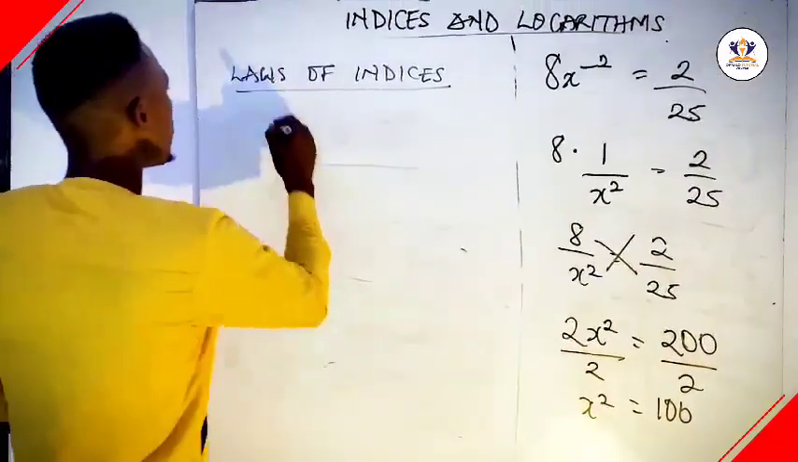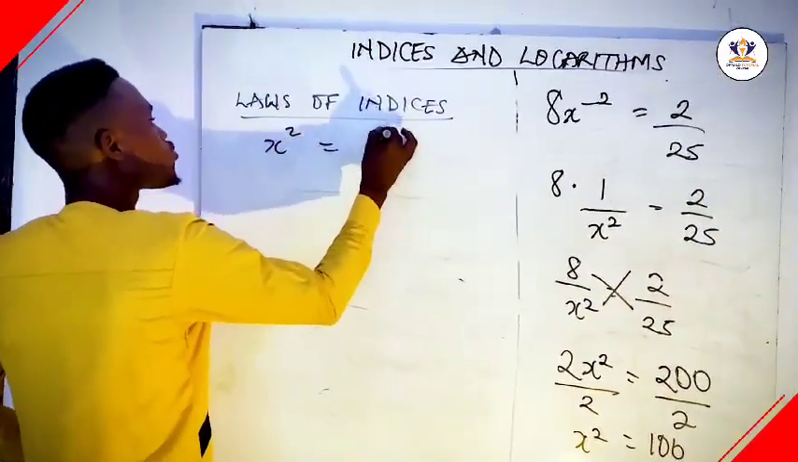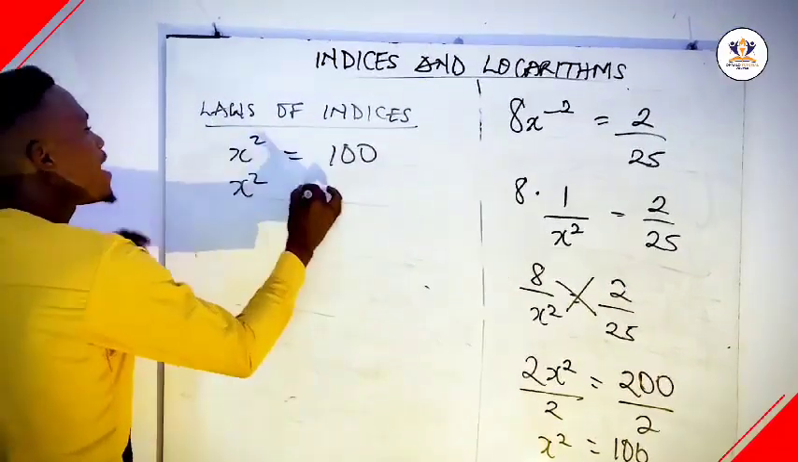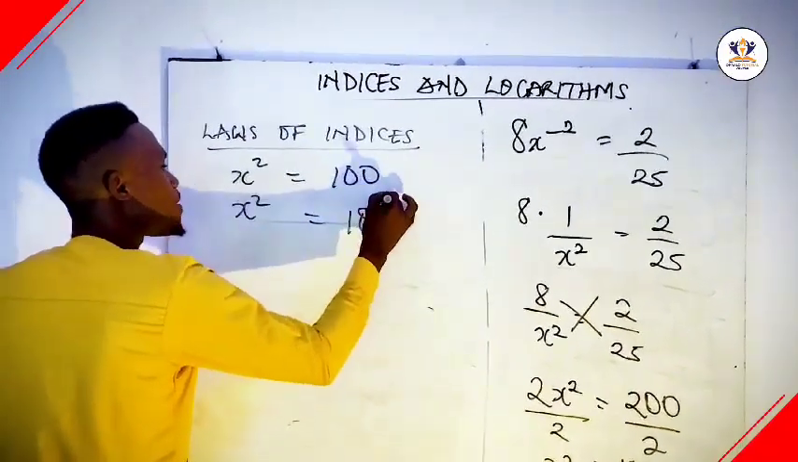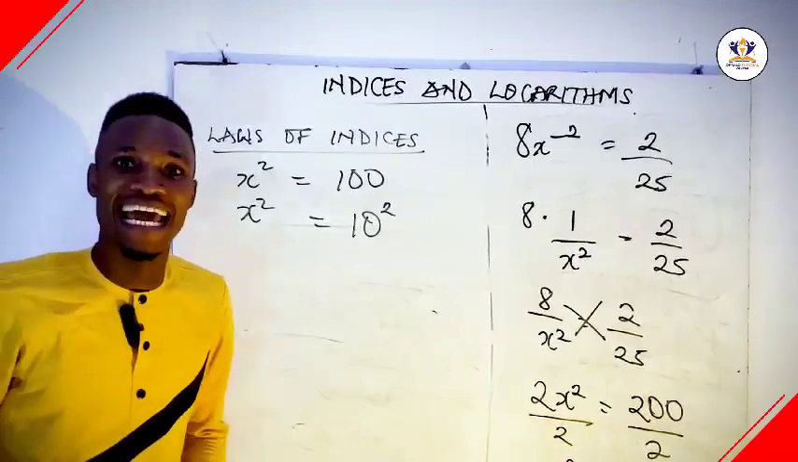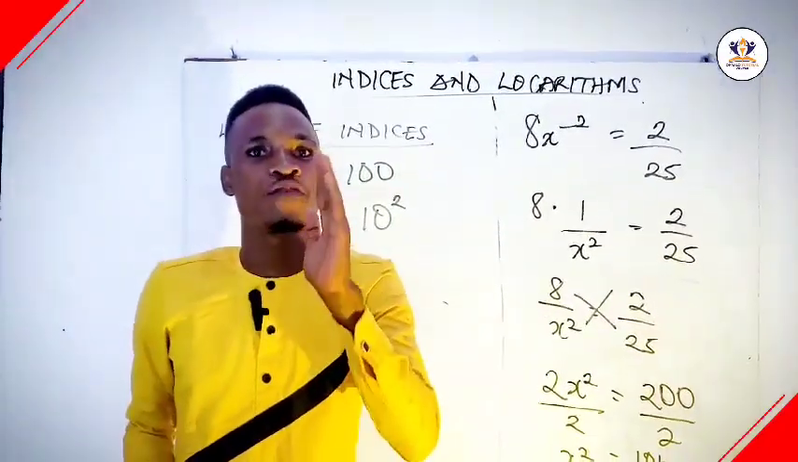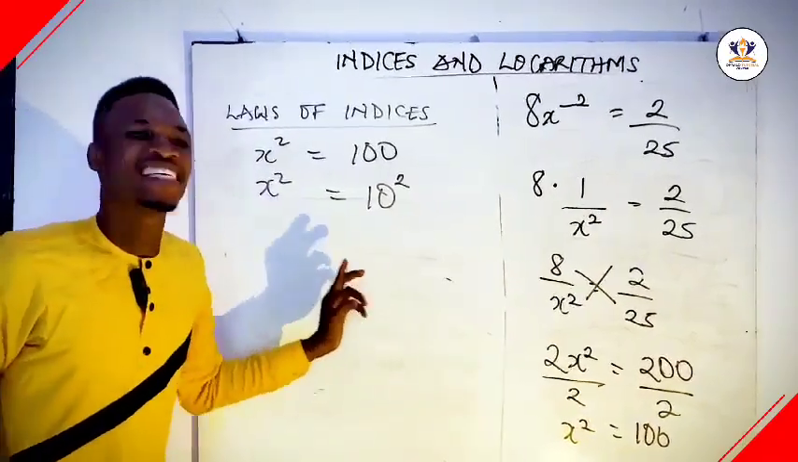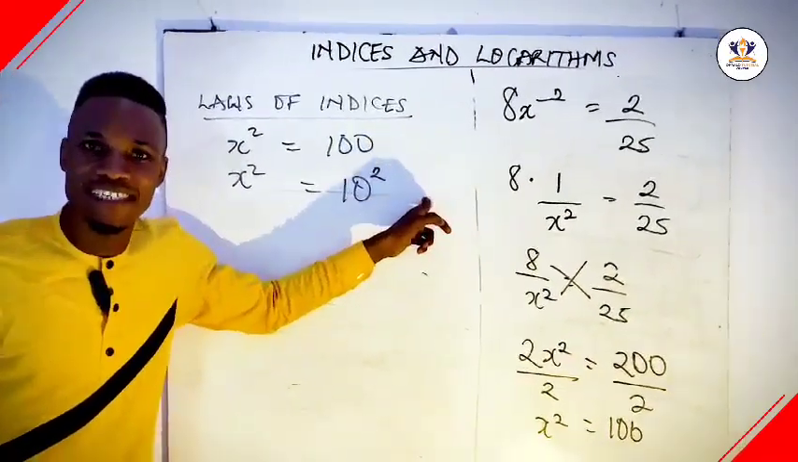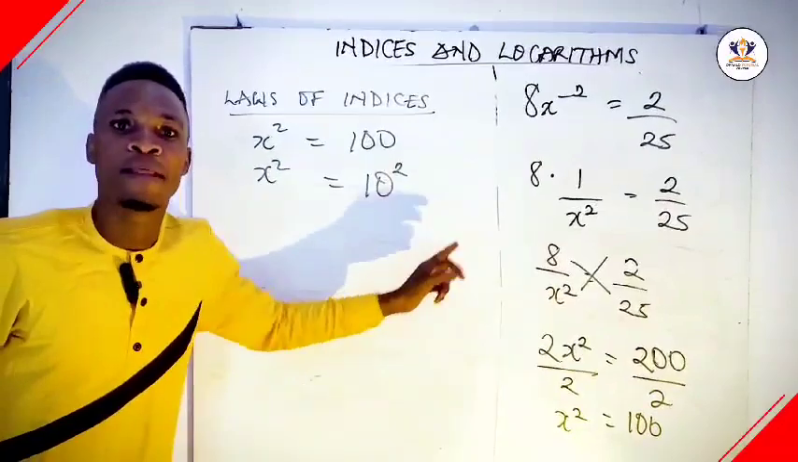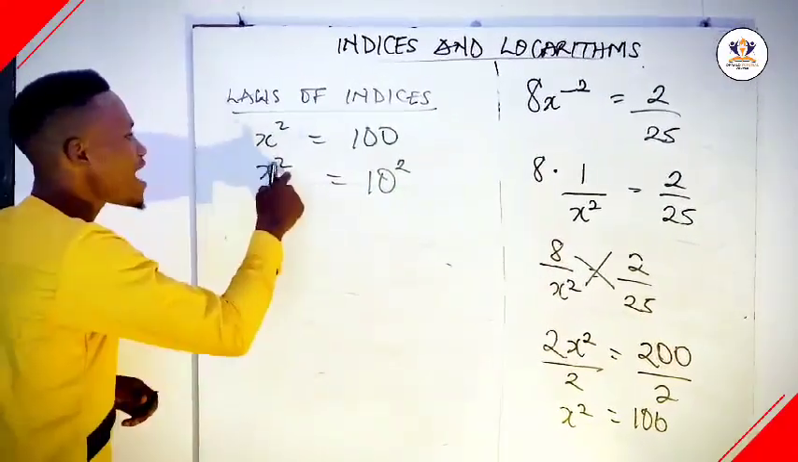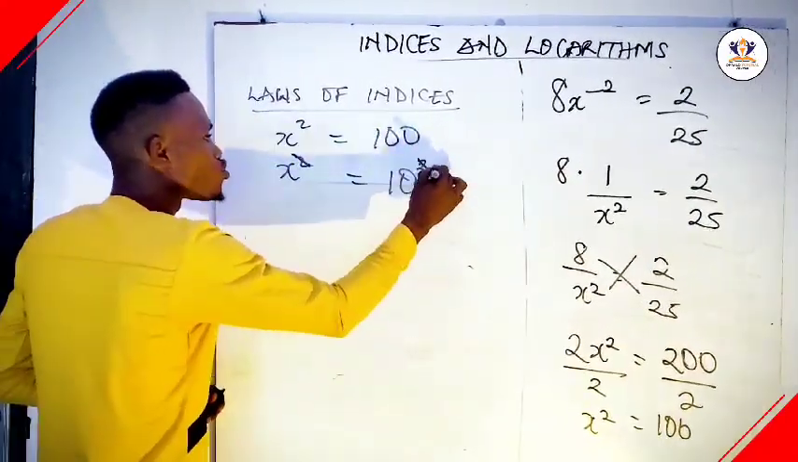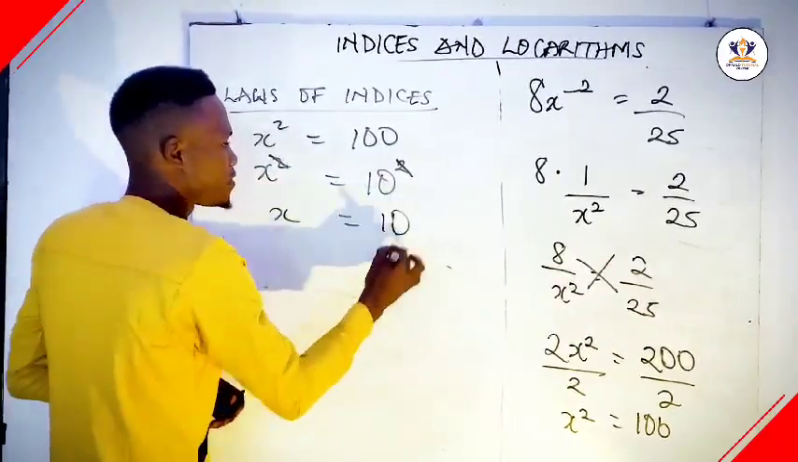Alright? From here, when x squared is equal to 100, then you say x squared is equal to what? 10 raised to the power 2. I told you something earlier when we were dealing with laws of indices. I said whenever you have a raised to the power x is equal to b raised to the power x, because they have the same power, you cancel out the power. So now they have the same power here. We cancel 2. Then x is equal to 10. So simple.